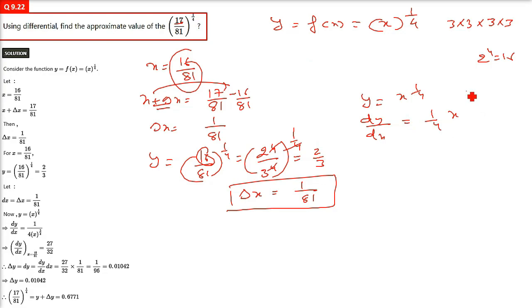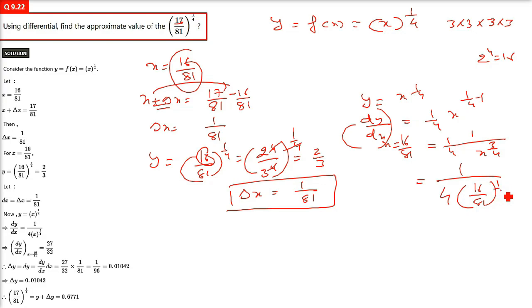1 by 4 x to the power 1 by 4 minus 1. So 1 by 4, that is x to the power minus 3 by 4 will come in the numerator, 3 by 4 in the denominator. So it's x at x equals 16 by 81 you have to find out. 1 by 4, we have 16 by 81 to the power 1 by 4 to the power 3. 16 by 81 we have just computed. It's 2 by 3. So there has to be a power cube for 2 by 3.